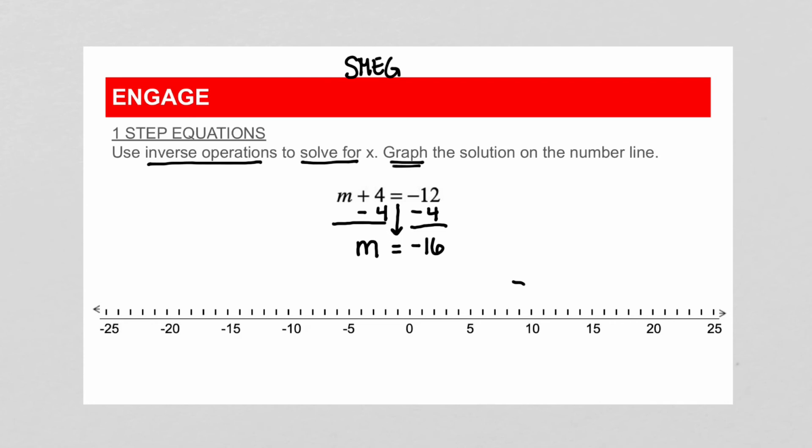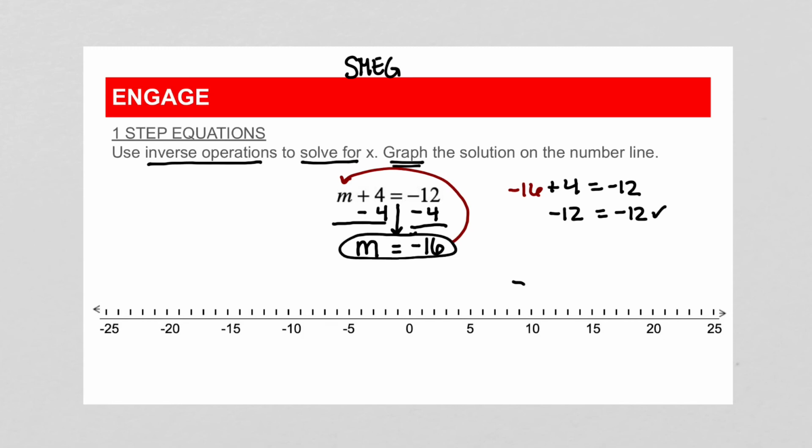If I want to test that, I can put negative 16 in for m. So negative 16, and I can say plus 4 equals negative 12. Well, negative 16, if I add 4 to that, it gives me negative 12. Is that equal to negative 12? It is, so I know that this is my solution.